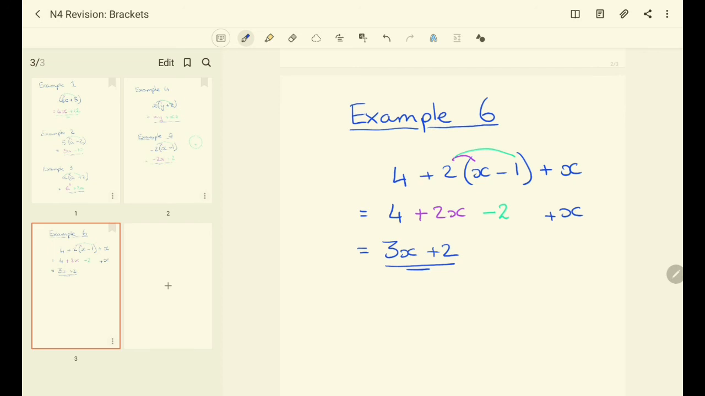The most common mistake in an example like this is that people try to deal with this 4 or this x first. And we're not able to do that.